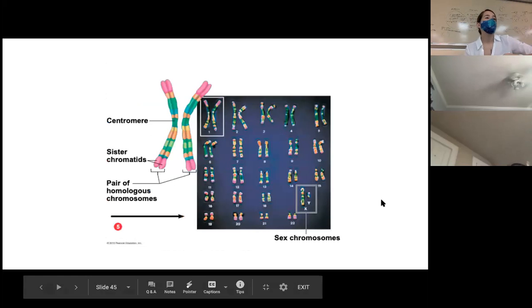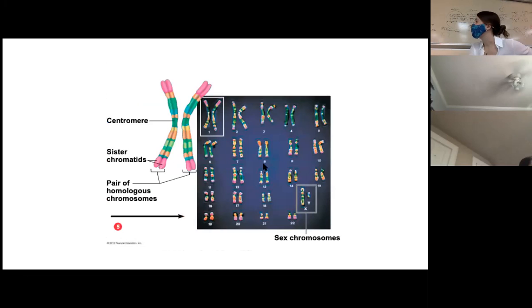That is how you get such genetic diversity with all of these different parts and pieces that have these different genes mixing and changing over time.